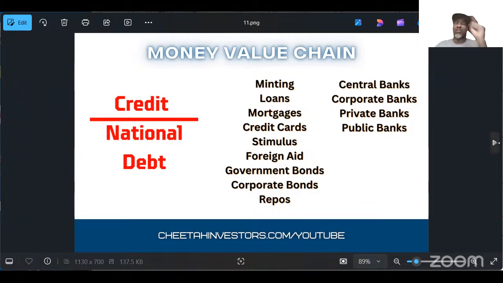But I'm gonna show you how debts work into this. How does credit and debts work into the fiat currency program? So you got minting, you got loans, mortgages, credit cards, stimulus, foreign aid, government bonds, corporate bonds, repos. These are all the different forms of debt that's created. And through this debt or this credit coming from central banks, corporate banks, private banks, public banks, the credit is the flow. You ever heard of cash flow? They're masking it's not cash flow because cash is not real money, it's fiat. So they tell you on the front end that it's cash flow, but all it really is debt being swapped.